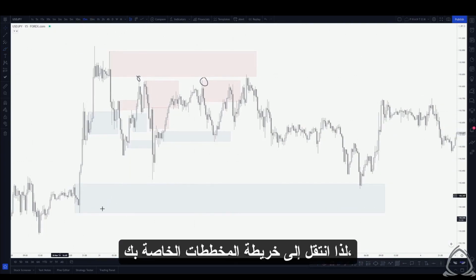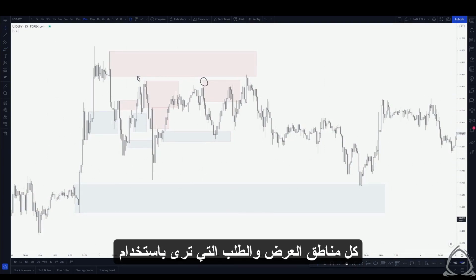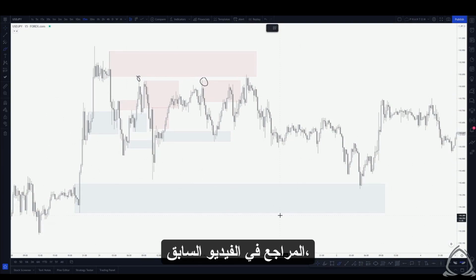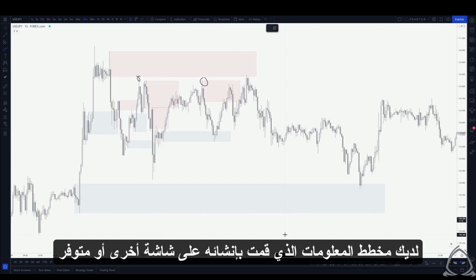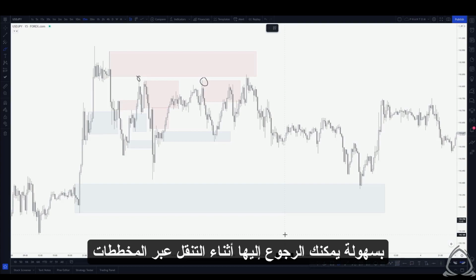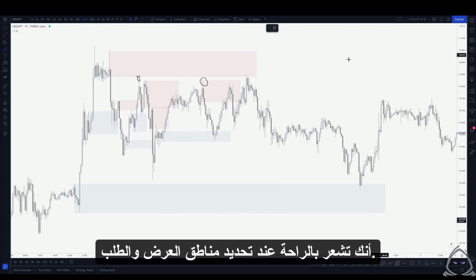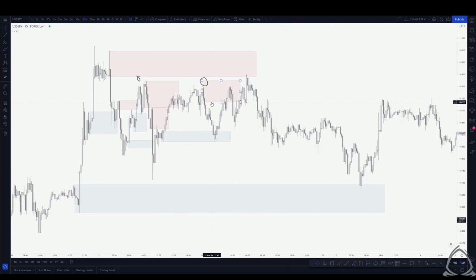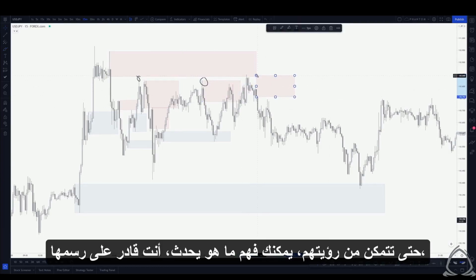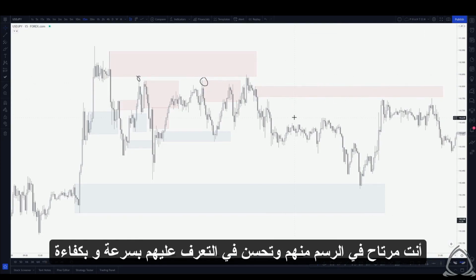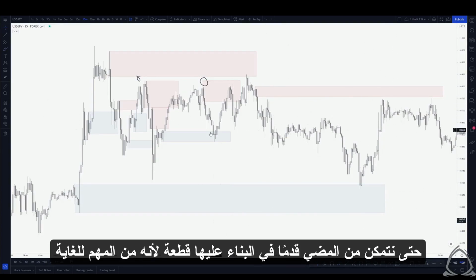So go to your charts and map out all of the supply and demand zones that you see using the references in the previous video. Have the infographic that I've created on another monitor or readily available so you can refer back to it as you're navigating through the charts. That way you're comfortable with mapping out these supply and demand zones, you're able to see them, understand what's happening, and draw them, and you just get better at identifying them quickly and efficiently, so that we can continue moving on and building on those pieces.